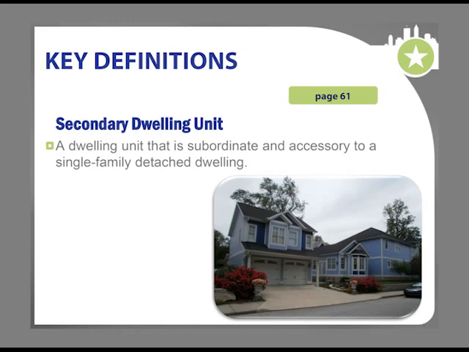And that's defined as a dwelling unit, a complete residential unit that is subordinate and accessory to a single-family detached dwelling. So that means it has to be smaller than the single-family detached unit, and it is secondary to that unit, smaller and detached from that single-family unit. We'll talk more about the secondary dwelling unit later on in this presentation.